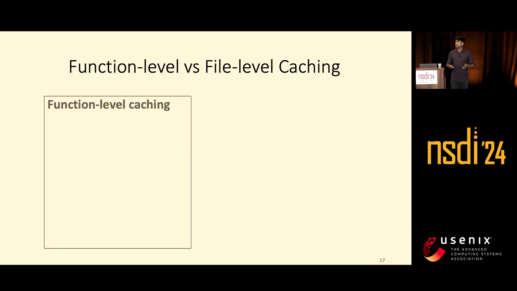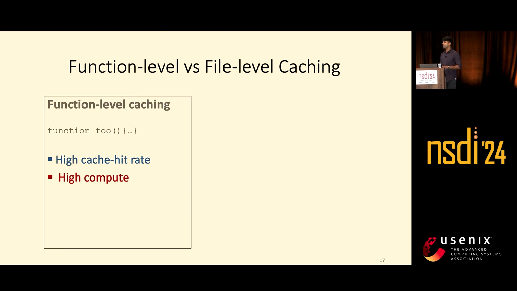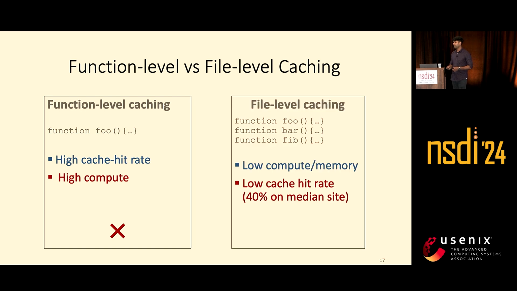One level at which you can perform this caching is function-level caching. That means that you have a cache entry for every JS function invoked. Now, the good thing is that since you are caching at a finer granularity, you can enjoy higher reusability and a higher cache hit rate. But given the large number of functions on modern pages, it also results in very high cache management overhead. So clearly not the best approach.